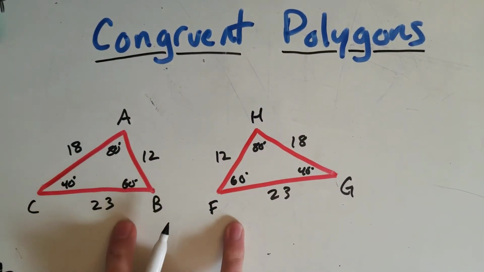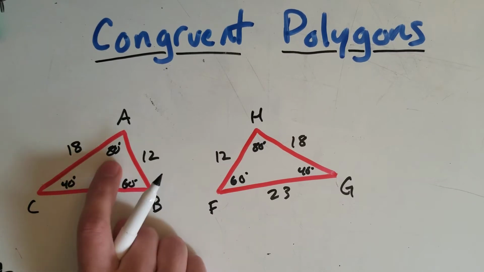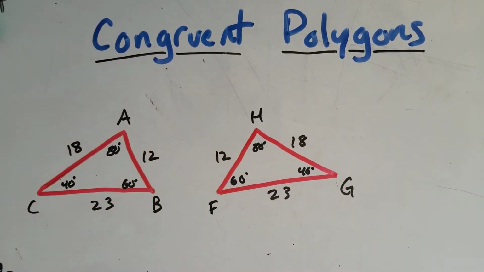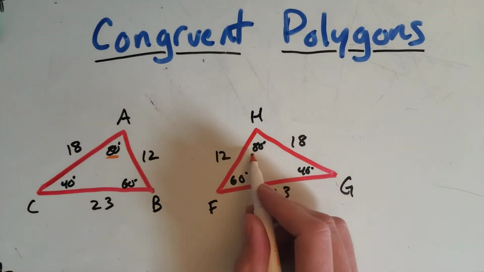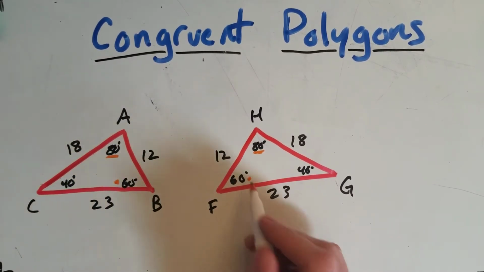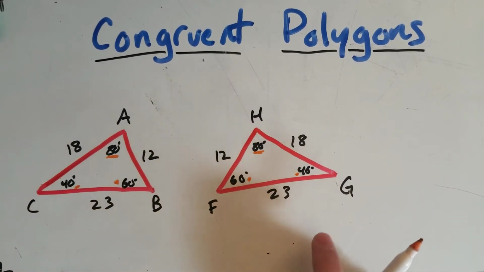So if these two triangles are congruent, then that means, and we'll start with the angles, every angle in this first triangle is going to have one angle that it matches up with in the other triangle. What I mean by that is like the 80 degrees, that goes with the other 80 degrees. The 60 over here, that's going to go with the 60 over here. And the 40 degrees would go with 40. So all the angles match up.